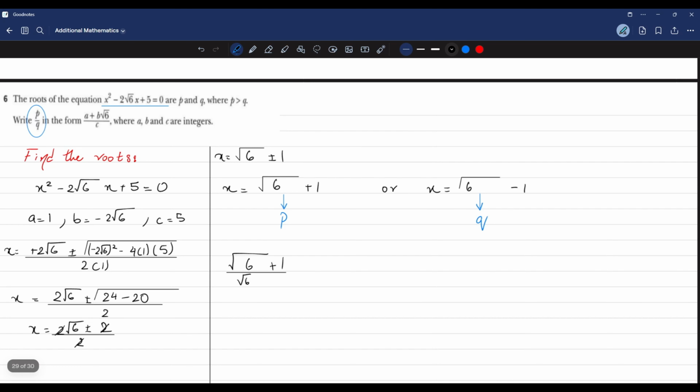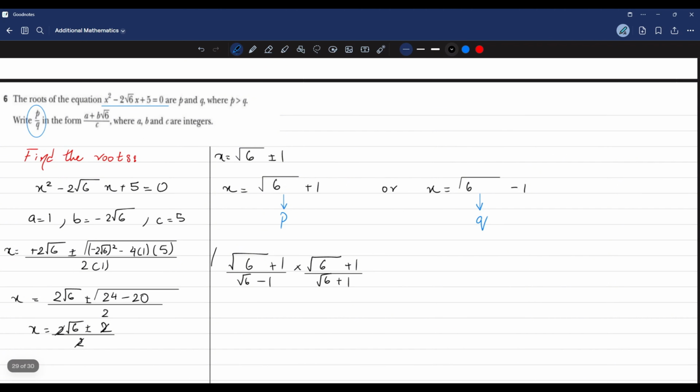Now again, we know we can't give the answer in this form. So what we're going to do is simplify by rationalizing. And how do we rationalize? We use the conjugate surd. I hope you know it from the previous lectures. So if we have this conjugate surd, we multiply this by under root 6 plus 1 divided by under root 6 plus 1. And that would be this conjugate surd. So now I'm going to simplify this.